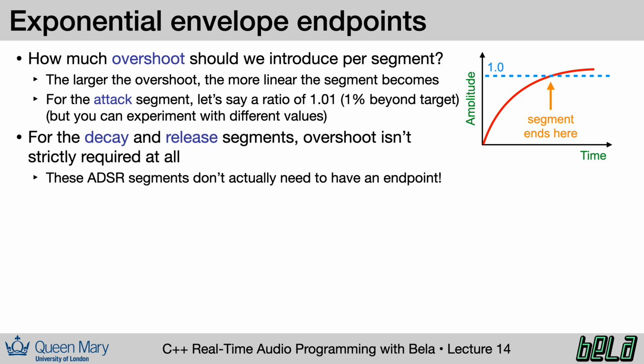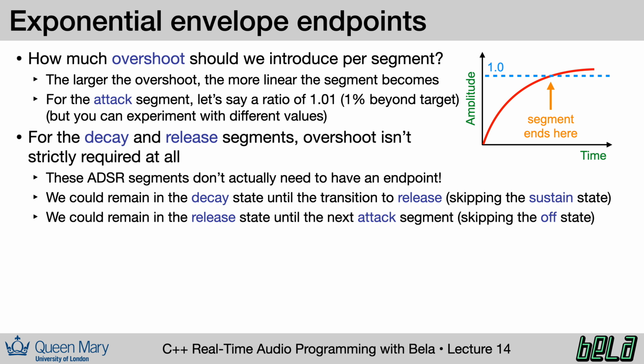In the decay and release segments, strictly speaking, we wouldn't necessarily need an overshoot at all. The reason for that is that neither the decay nor the release states ever, strictly speaking, needs to end in an ADSR envelope. We could just have the decay state continue, asymptotically approaching the sustain level, until we got a note off message and moved to the release state. Likewise, we could remain in the release state indefinitely, asymptotically approaching a value of 0, until we got another note onset and went back to the attack state.